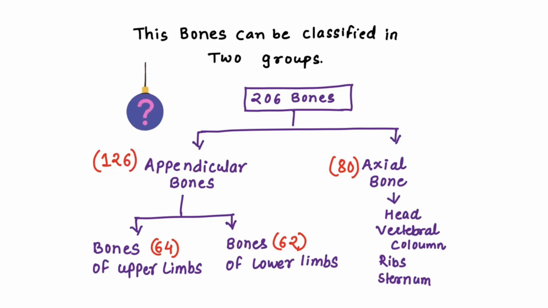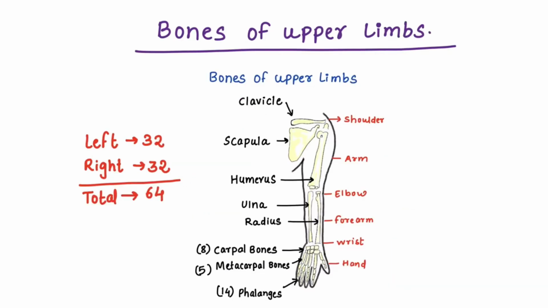Okay, now we will first see bones of upper limbs in detail. Bones of upper limbs are clavicle, scapula, humerus, ulna, radius. Now there are 8 carpal bones, 5 metacarpal bones and 14 phalanges. So these are total 32 bones. So 32 and 32 is equal to 64 bones of upper limbs.